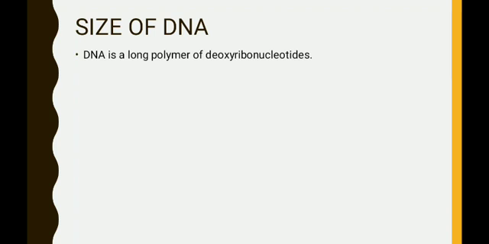DNA is a long polymer of deoxyribonucleotides. 4 types of deoxyribonucleotides, many in number, are joined together to form a chain of nucleotides that is called a polynucleotide chain. So it is known as a polymer. So DNA is a long polymer of deoxyribonucleotides.